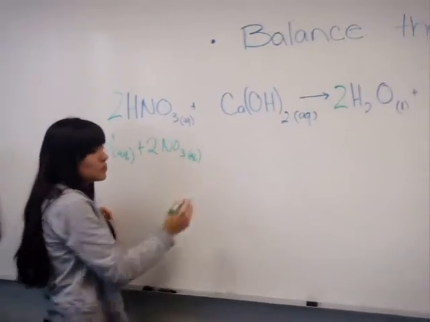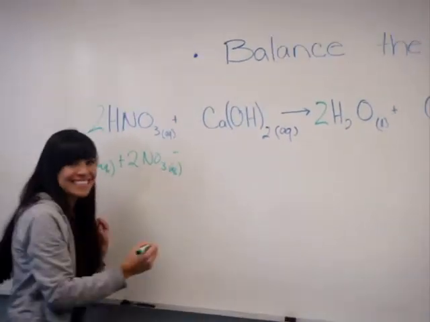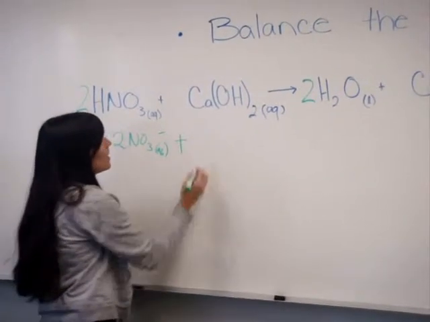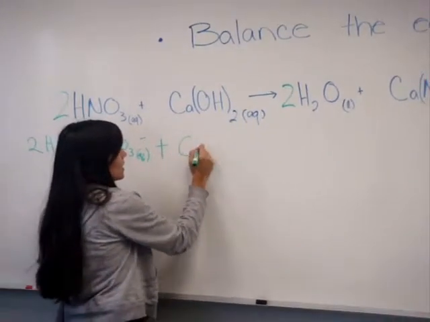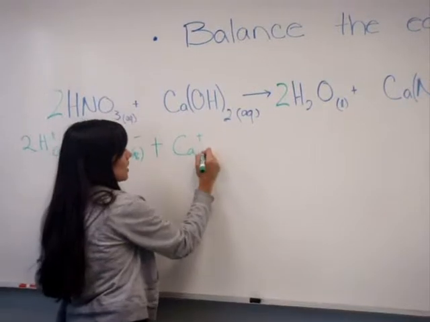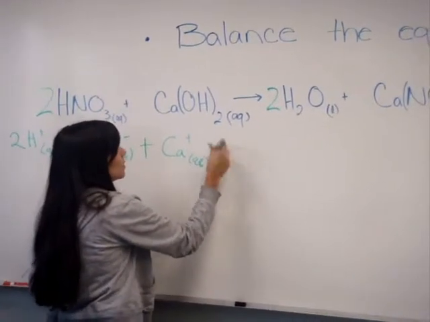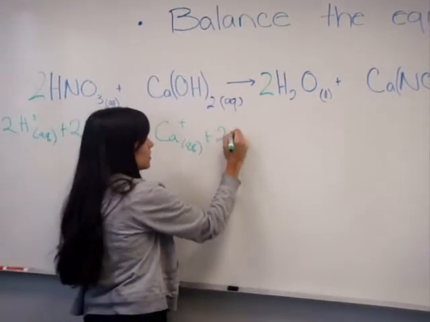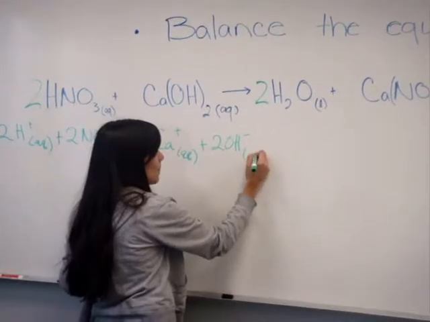And then, do I put a charge on this? Negative. And then we're going to continue on, and we're going to break this apart. We'll place Ca 2 plus aqueous with, again, polyatomic, so we will not break them apart, 2 OH minus aqueous.